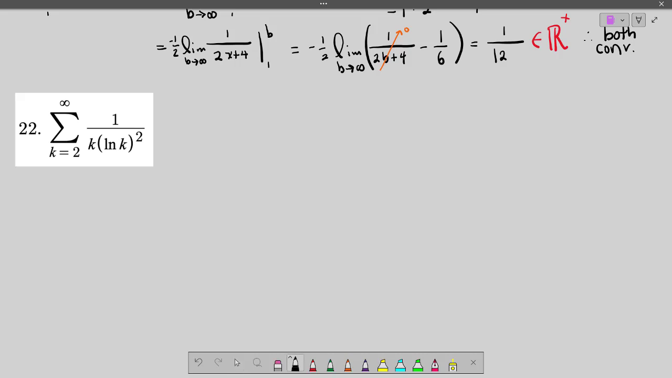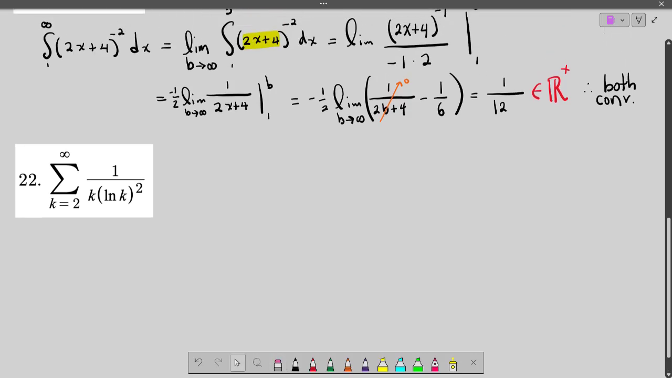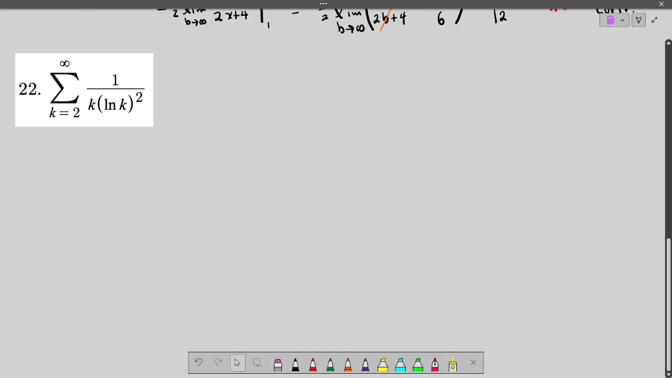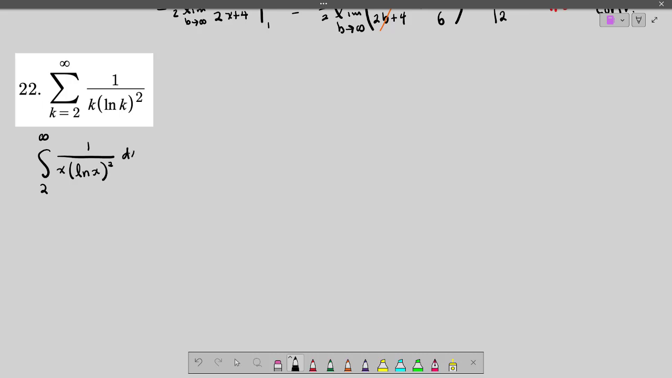But when you're just doing random problems, you want to be thinking to yourself, can I integrate that? And so we are going to do the same thing we did up here and look at the improper integral from 2 to infinity in this case. And we just switch everything over to x's. So there is our improper integral.